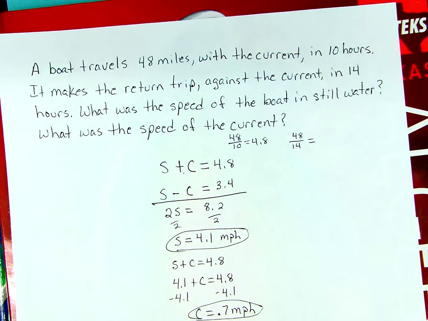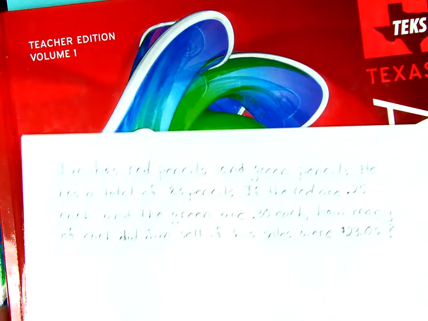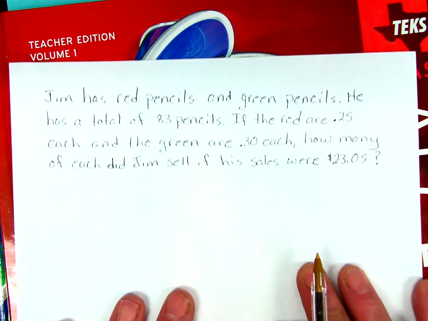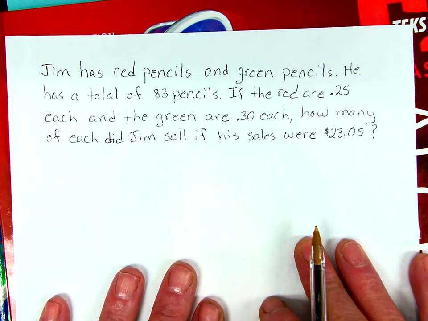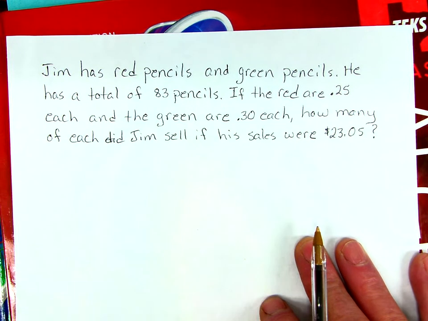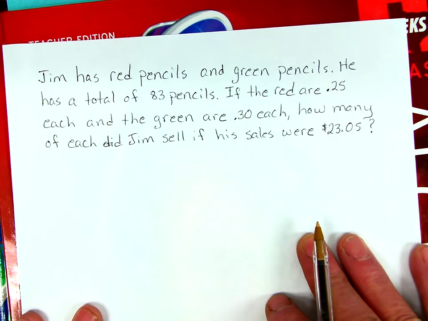All right. Here's a different kind of problem. Jim has red pencils and green pencils. He has a total of 83 pencils. If the red ones are 25 cents each and the green ones are 30 cents each, how many of each did Jim sell if his sales were $23.05?